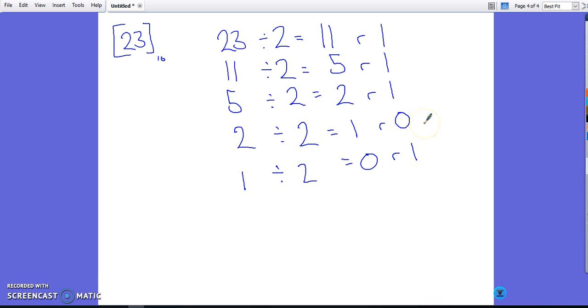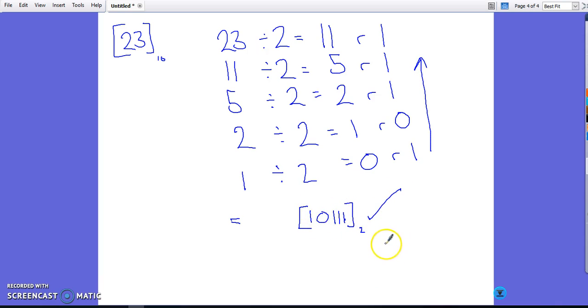And so now we have our binary number. I just read up from the remainders. We have 1, 0, 1, 1, 1, base 2. And you can check this really quickly in your head, in that you can say this is 1 from this digit, plus 2 plus 4, so that's 7. Not plus 8, but plus 16. 16 plus 7 gives us 23.